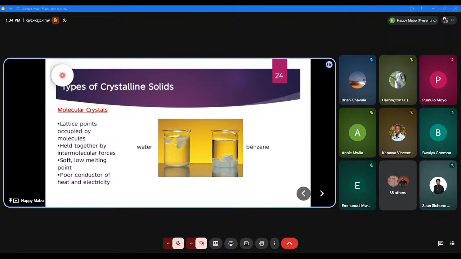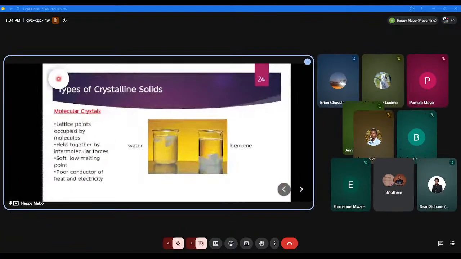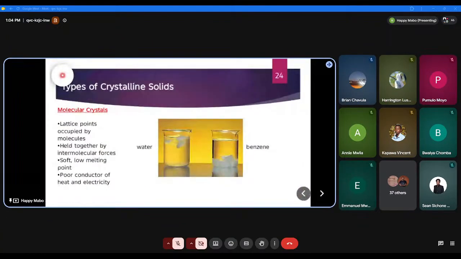So these are the London dispersion forces. We talked about the dipole-dipole forces of interaction. We talked about hydrogen bonding. So when you compare the covalent bonds which are holding the atoms together in the structure and the intermolecular forces, you see that the intermolecular forces are 10 times to 100 times weaker than the covalent bonds.